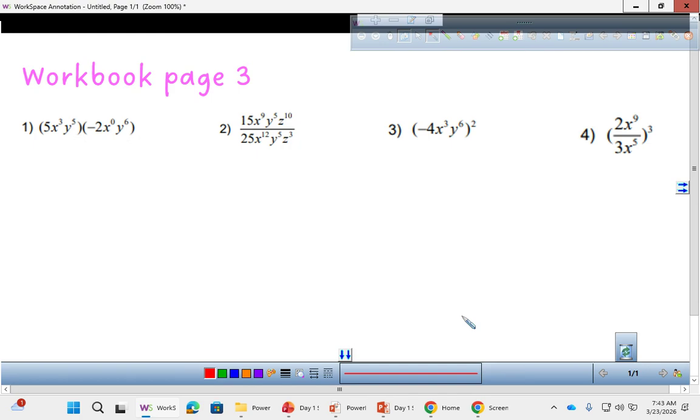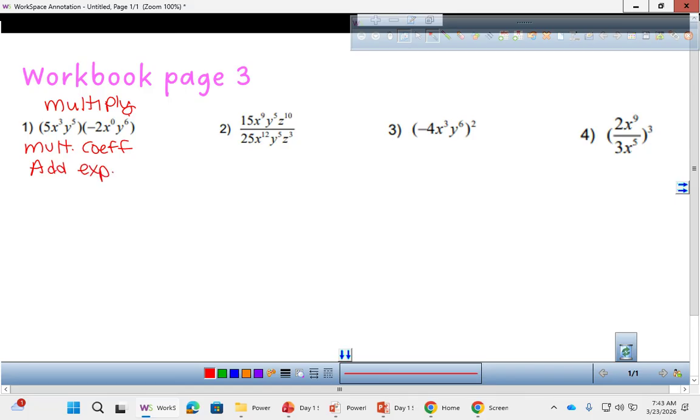Good. So this is called the multiplication property of exponents, when you've got like two things next to each other. All right, so when you multiply exponents, you multiply the coefficients and you add the exponents.